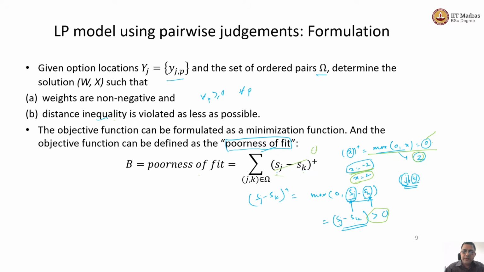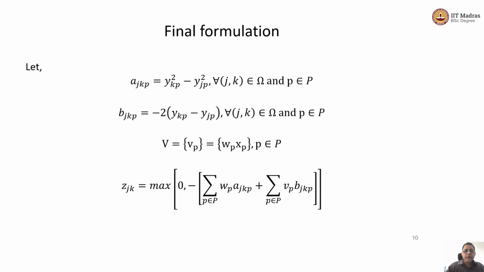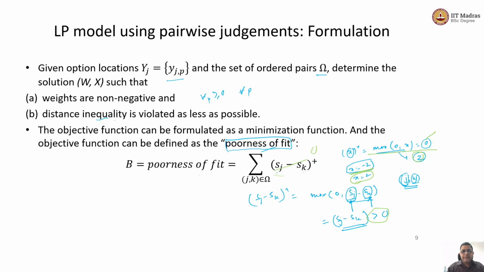Okay, so I hope this explanation of poorness of fit is understood. What we wish to do is minimize this poorness of fit. We wish to minimize the distance inequality violations. That is our objective function.